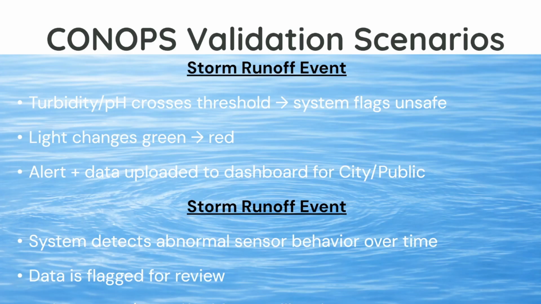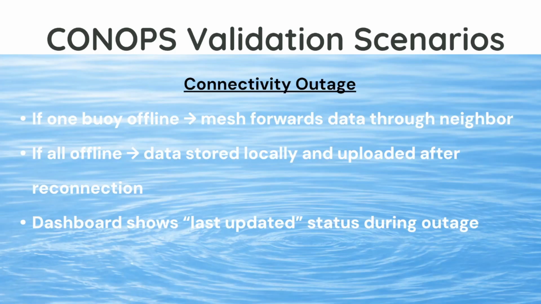And so going more into our ConOps validation, looking at certain scenarios that the system has to get through. We validated our system against several different ConOps scenarios, mainly including storm runoff events and connectivity outages. Those were the real main ones that could cause us problems. In these cases, the system correctly detects unsafe conditions. It changes the local indicator. It'll upload alerts to the dashboard and will continually store data locally. And then when connectivity is lost, it'll do that, and then it will upload it once the connection is restored. So that's one main example scenario there.